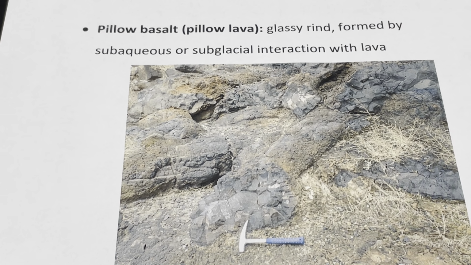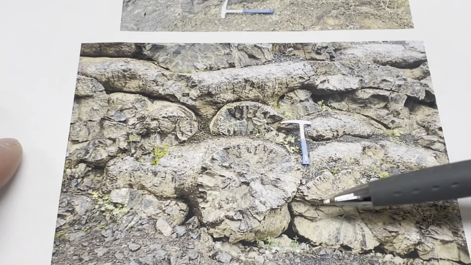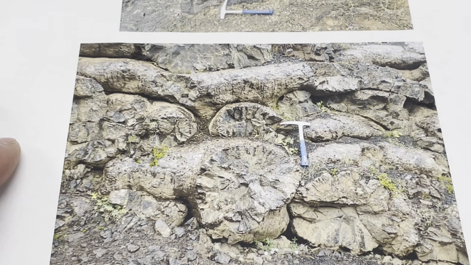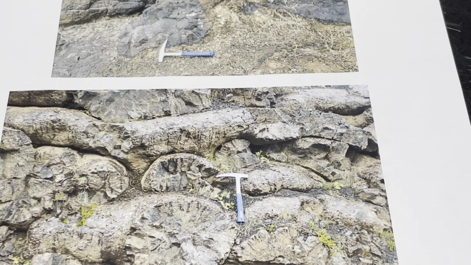So there's a nice example just here in Twin Falls, and some nice examples here, a photo I took in Iceland of these rounded blobs of lava. But the cool thing about pillow lava is it indicates a clear interaction between the lava and the water.